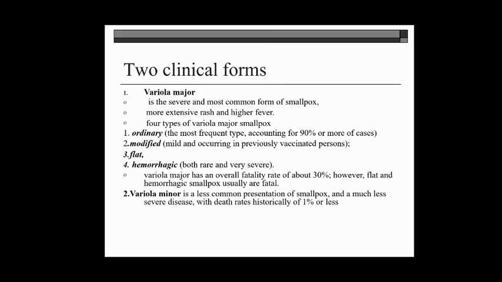So the clinical forms of smallpox. These are mainly two clinical forms. The first one is variola major, and the second one is variola minor. You can see the variola major, the severe and most common form of smallpox.